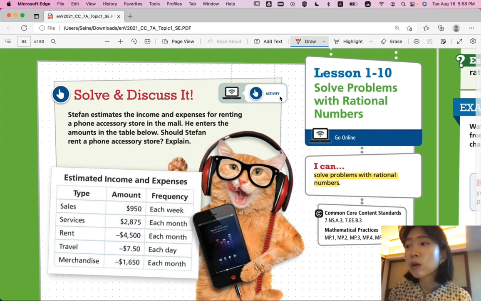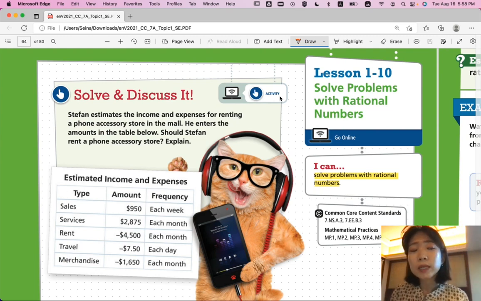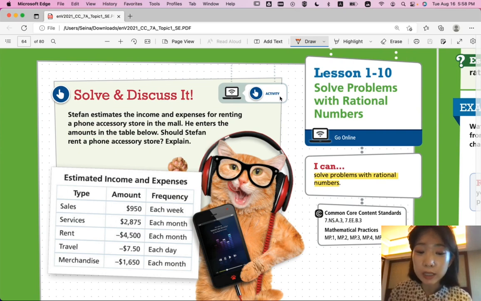So what are some products that could be sold at a phone accessory store? There could be charging cables, maybe phone cases, and AirPods or headphones. There could be a lot of phone accessories in a phone accessory store. So if he sells those, he makes money.